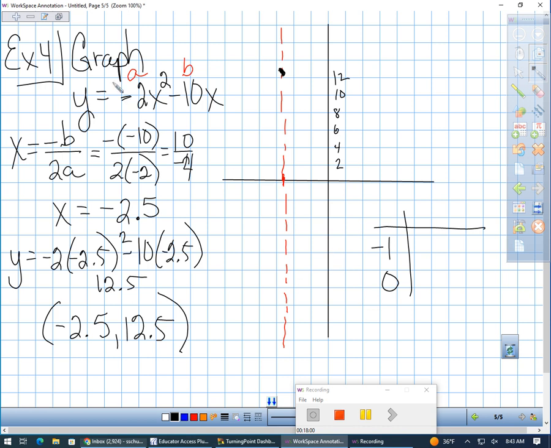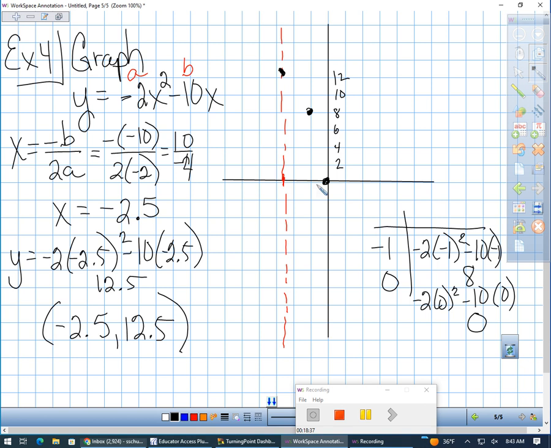If I plug in negative 1, we're going to start there. I have negative 2 times negative 1 squared, which is negative 2, minus 10 times negative 1, which is plus 10. So negative 2 plus 10 is 8. So at negative 1, I'm going up to 8 and putting a dot. Then I plug in 0. So I have negative 2 times 0 squared minus 10 times 0. And I get 0. So I'm at the origin, 0, 0.